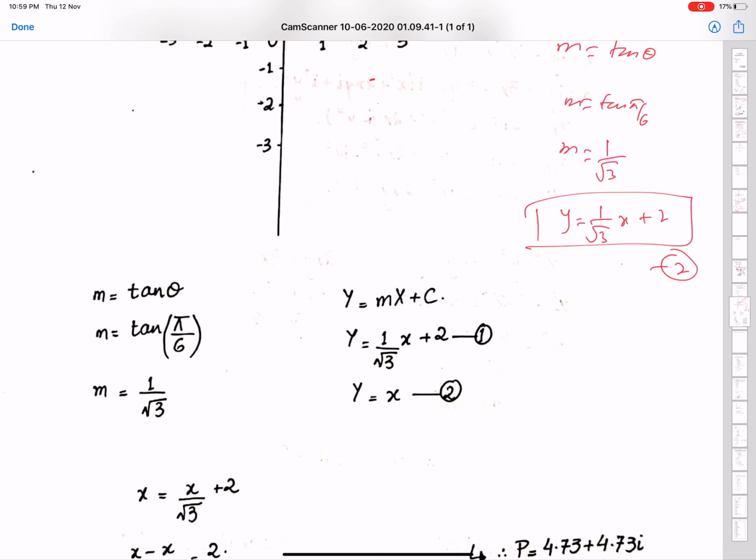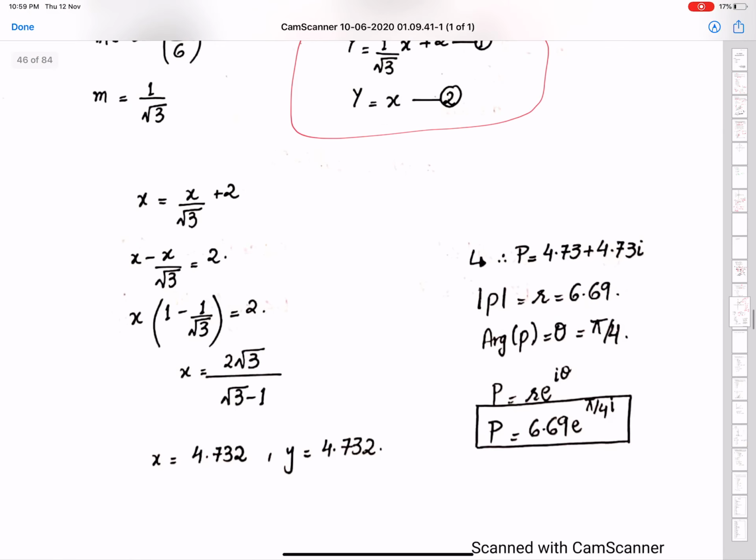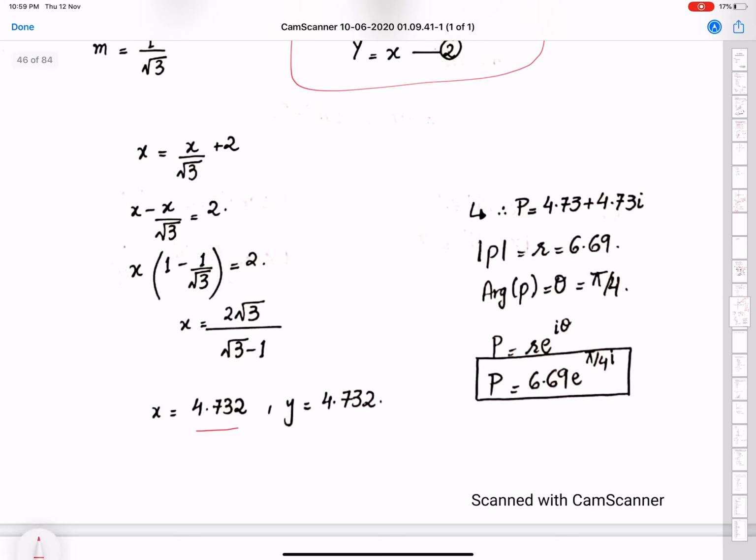By solving these two equations simultaneously, you will get x this, y this. This is p, and its modulus will be 6.69, and its argument will be pi by 4. And this is the exponential polar form. You just need to put r here and theta here, because this is theta, it's mentioned here, and this is r. So this is the final answer.